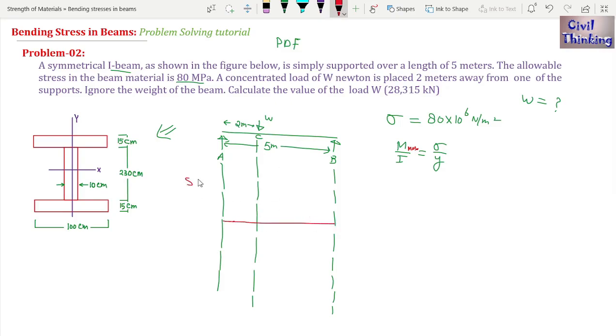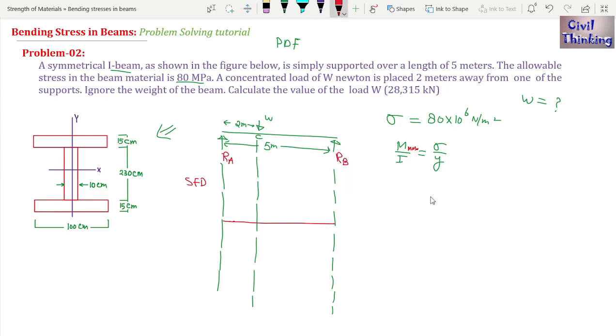Let me say this is the shear force diagram. Now if you want to know more about the shear force diagram and bending moment diagram, you can also watch my another lecture on shear force and bending moment diagrams. Anyways, before drawing the shear force diagram, we have to find the reactions. Let me assume the reaction at A is RA, and the reaction at B is RB.